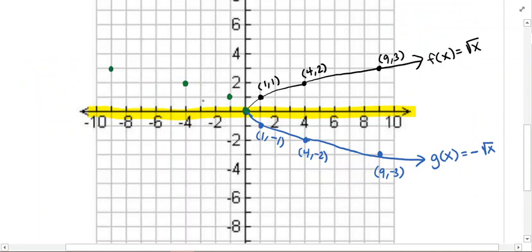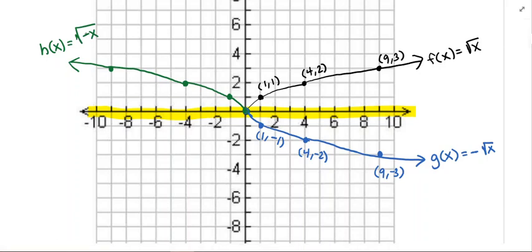Now, the graph is going to have the same basic shape as the black graph. It's just been moved. It's going to start at the origin, and it's going to go this way forever. So this one is h of x equals the square root of negative x. Very same shape as the black graph. It's just been flipped.